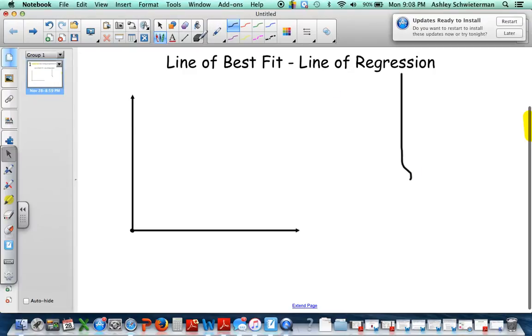Oh, that's beautiful. You have to bear with me. I'm using my mouse as opposed to the actual whiteboard. So, it is what it is.